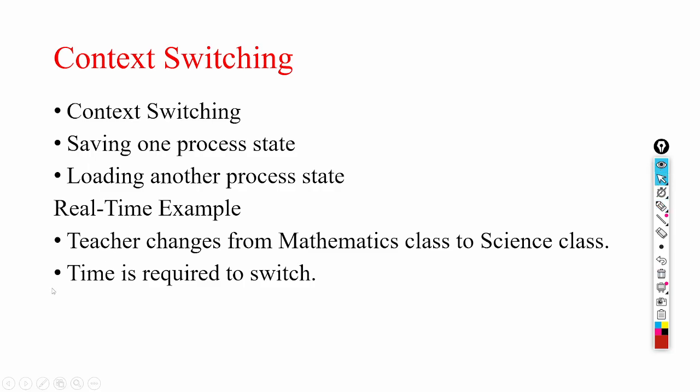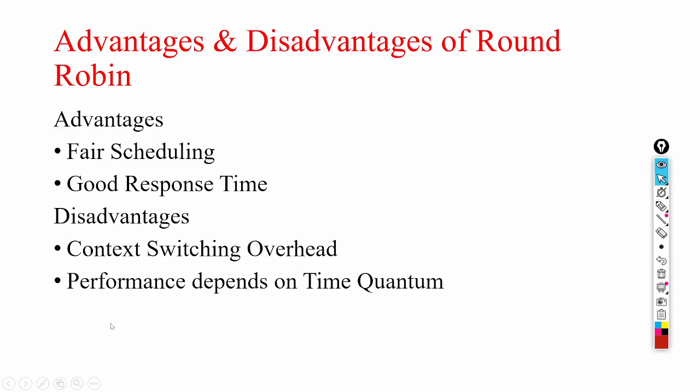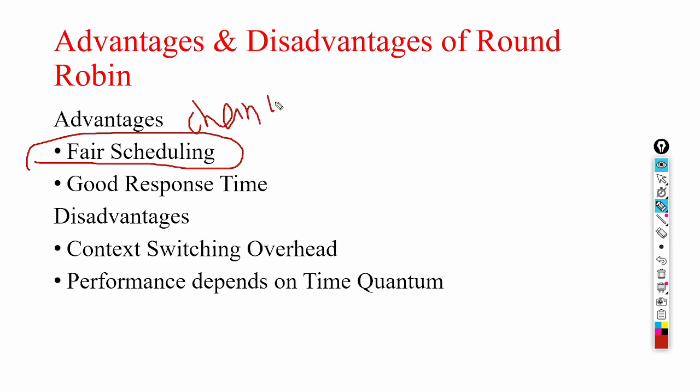The next one: the advantages and disadvantages of round robin. What are the advantages? Round robin gives every process a fair chance. Every process gets fair scheduling. That is the fair chance. Every process will get an equal chance. Fair means an equal chance.